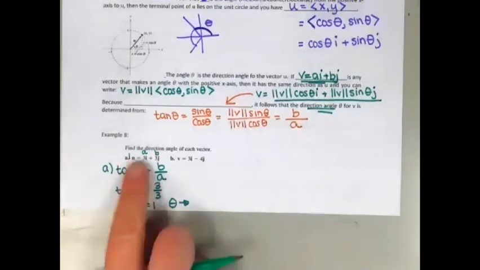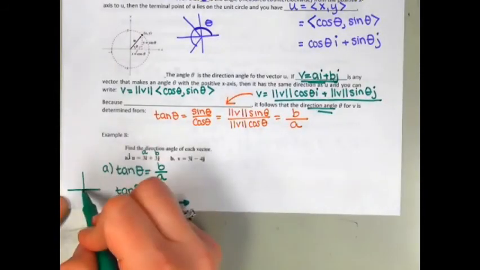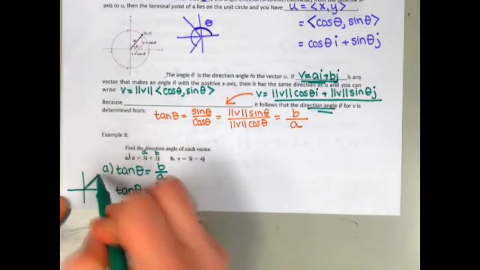And because these are both positive, we know it's in quadrant 1. Aren't we in quadrant 1? A and B are both positive. So aren't we in quadrant 1?